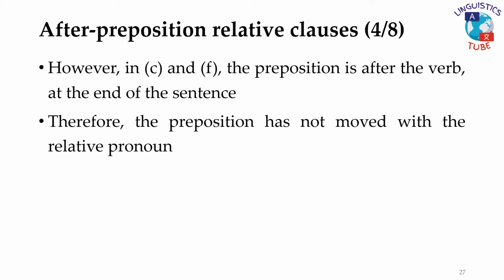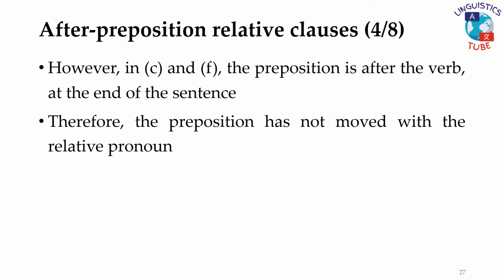In contrast, the other type of after preposition relative clause has a different position for the preposition. If you look back at sentences C and F, you will see that the preposition is after the verb. It is at the end of the sentence, even though the relative pronoun has moved to the start of the relative clause. Remember that it makes sense for them to stay together, because they were originally one unit as a prepositional phrase. Therefore, because the preposition has not been moved along with the relative pronoun, they have become separated.